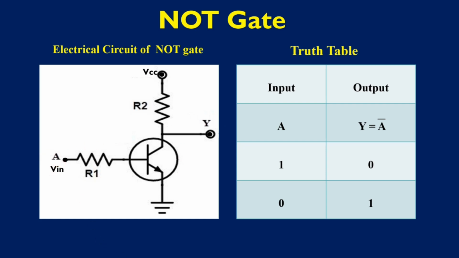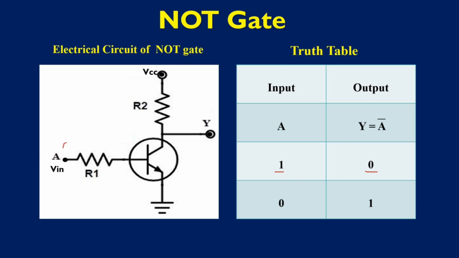If the input is high, that is V in is 1, then this is an NPN transistor in common emitter configuration. This is NPN. When V in is high, then the transistor is in saturation. So the output will be 0 here. That is, when A is 1, the output is 0. Now I am changing the input.